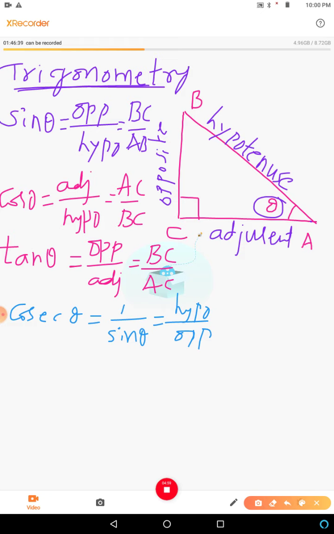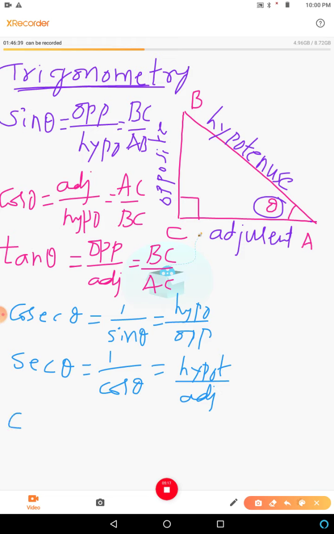In the same manner, the inverse of cos theta is secant theta. Secant theta will be equal to 1 by cos theta. Since cos theta is adjacent by hypotenuse, it will be hypotenuse by adjacent. Then the inverse of tan theta is called cot theta, or cotangent theta. That will be equal to 1 by tan theta, which is adjacent by opposite, that is AC by BC. So these are the inverse trigonometric functions, the inverses of sine, cos and tan.